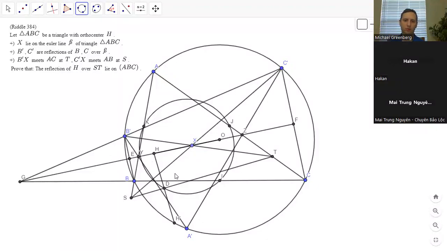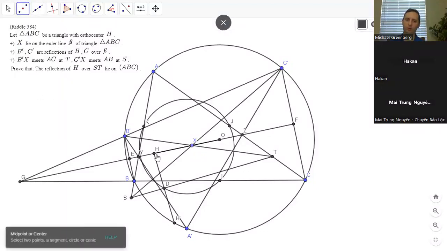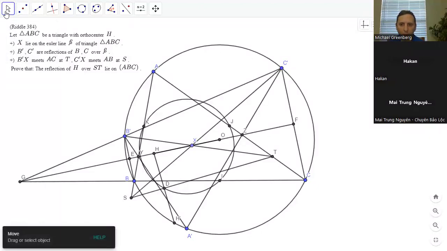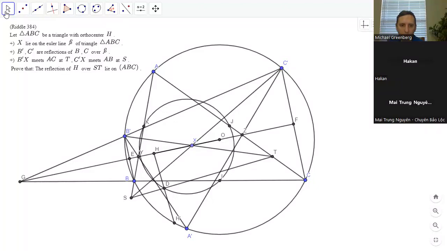Yeah. It passes through the midpoint of both AB and A prime B prime, because the center of the 9-point circle is the midpoint of OH. And so if you're just reflecting about OH, they have the same center and the same size, so they're the same circle. So the projections of H onto BY, YS, B prime Y, YS are cyclic.